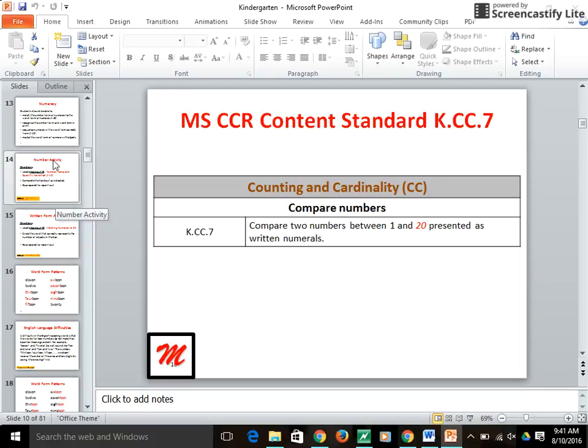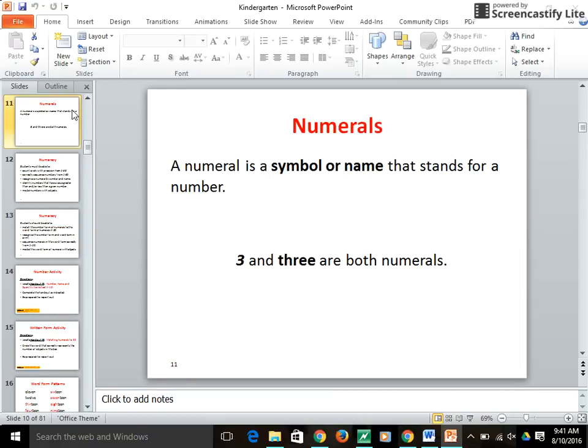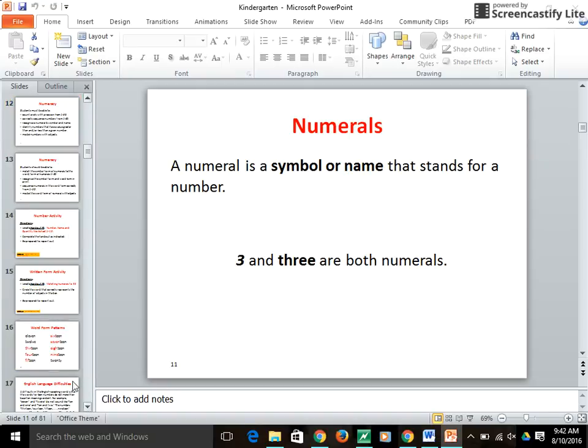And be sure when you're doing this that it says numerals. So numerals is defined as a symbol or the name. So that is what we sometimes refer to as the numeral, but the number 3 and the word 3 are actually both numerals. So both of those are going to be used.